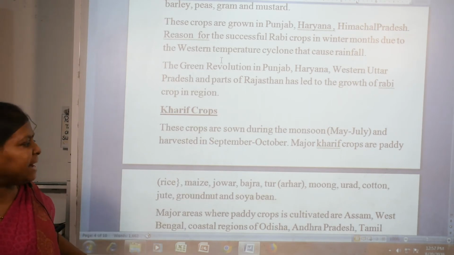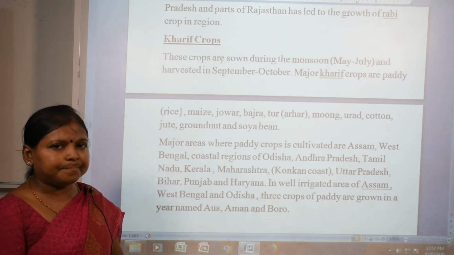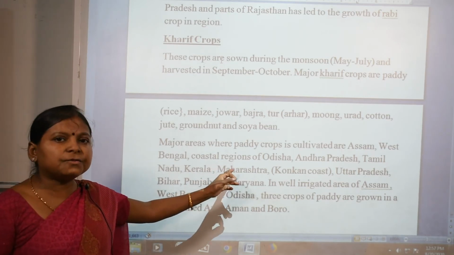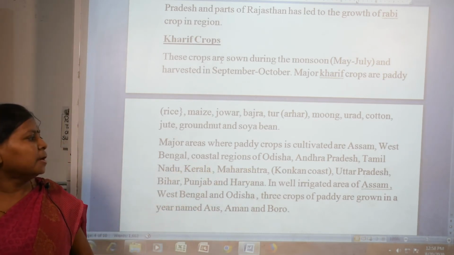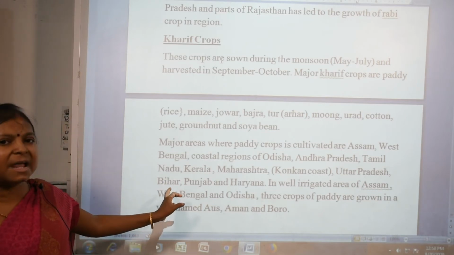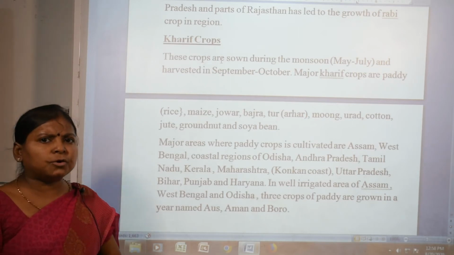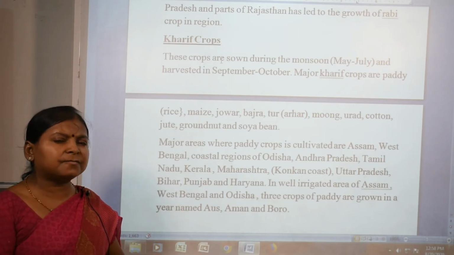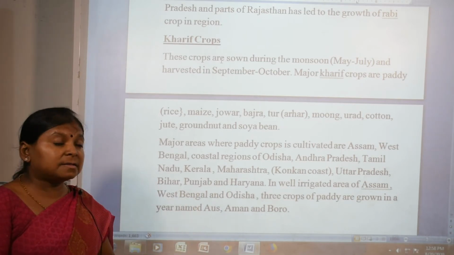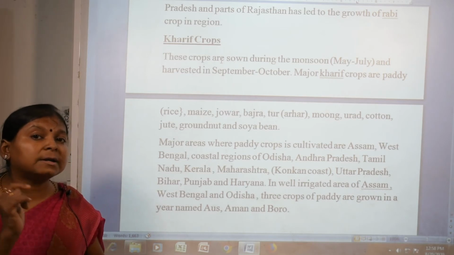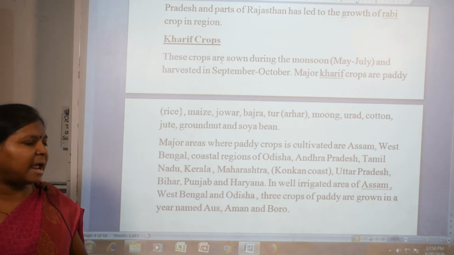Major areas where paddy is cultivated are Assam, West Bengal, coastal regions of Odisha, Andhra Pradesh, Tamil Nadu, Kerala, Maharashtra, Konkan coast, Uttar Pradesh, Bihar, Punjab and Haryana. It needs a lot of water. That is why it is grown in well irrigated areas like Assam, West Bengal and Odisha. Three crops of paddy are grown here, named Aus, Aman and Boro.